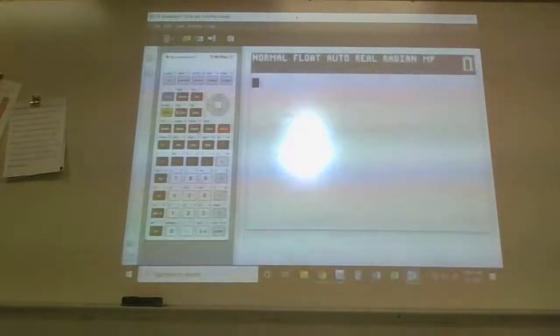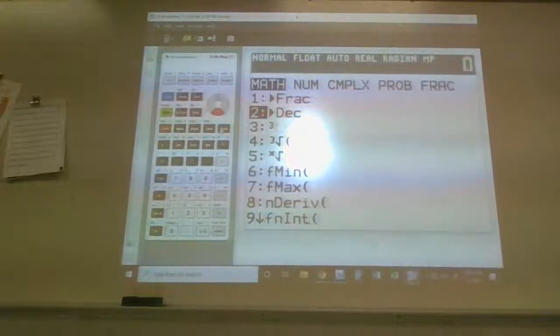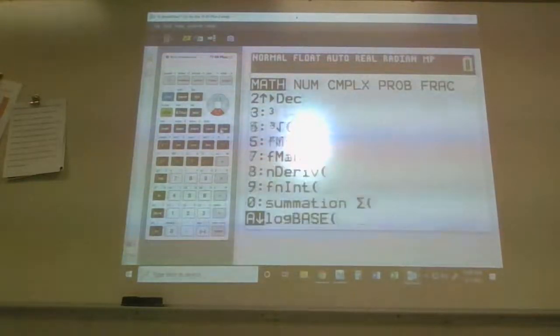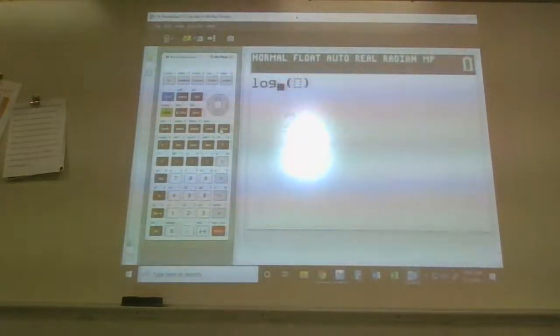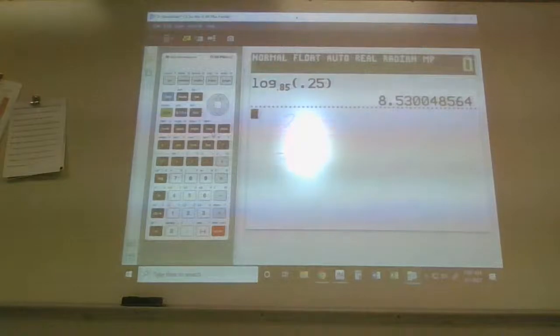Let's see. Math, log base. There it is. 0.85, 0.25. That's how long it'll take. X is approximately 8.53. I'm going to prove that in a minute once I actually write this out on paper.